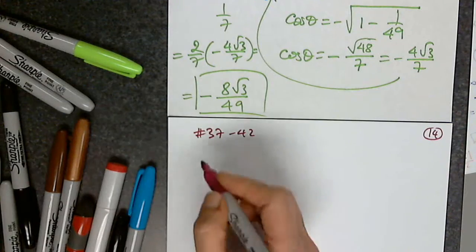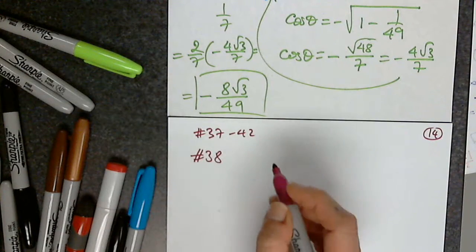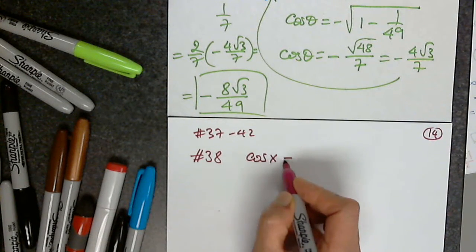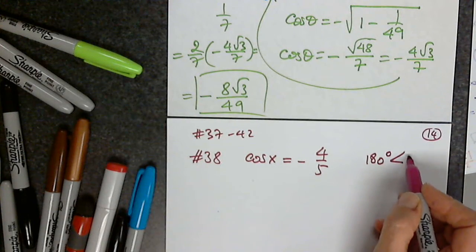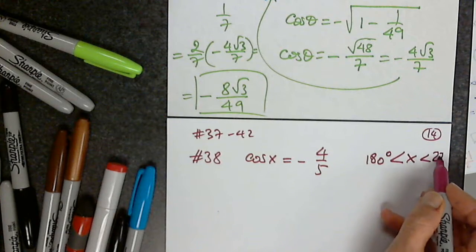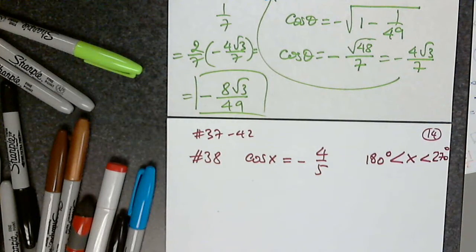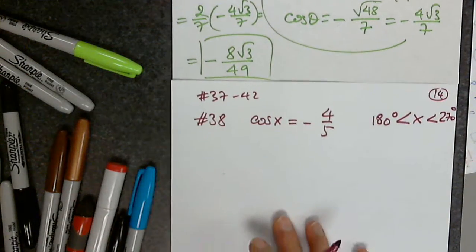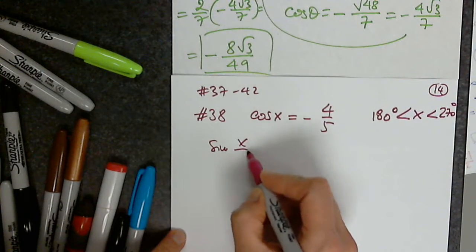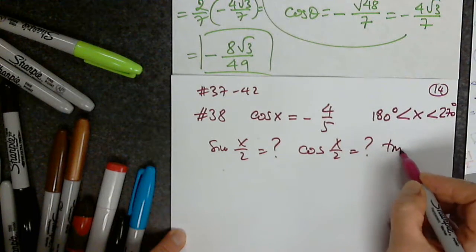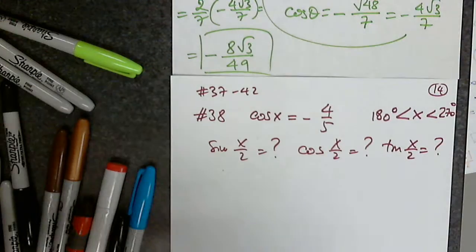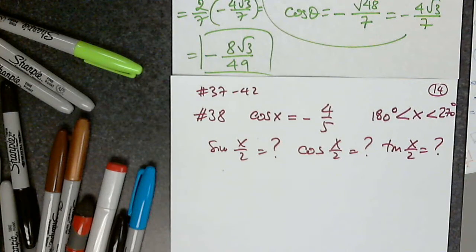Okay, 38. We have cosine x equals negative 4 over 5, and we are given this. Find sine x over 2, cosine x over 2, and tangent x over 2. So we want sine x over 2, cosine x over 2, tangent x over 2 from the given information.